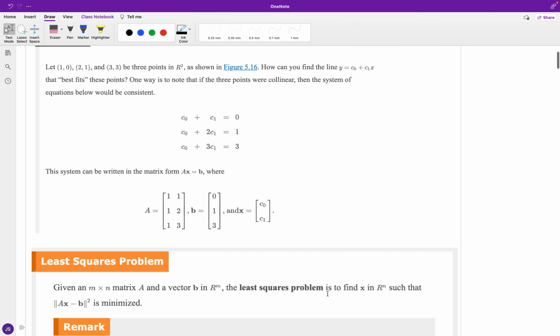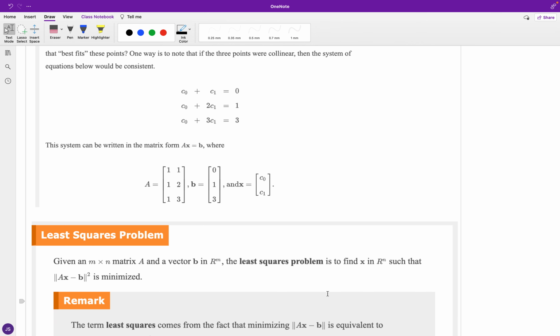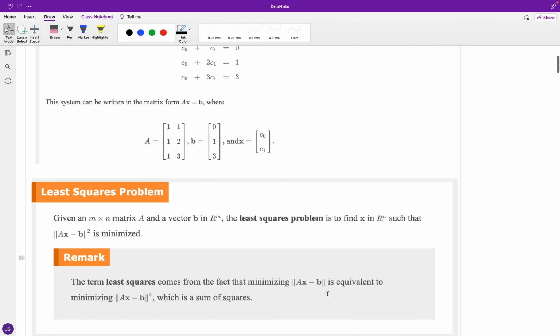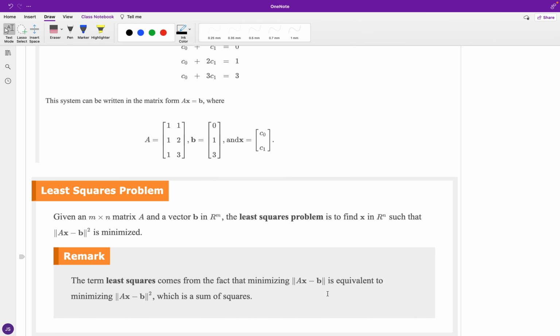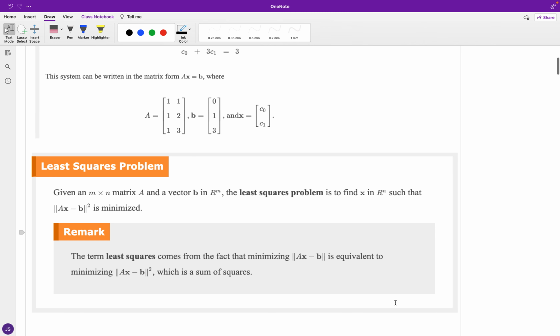And here is a statement of the least squares problem, which we're going to be looking into. We are given an m by n matrix A and a vector b in Rm. The least squares problem is to find x in Rn such that the distance between Ax and b, squared, is minimized. And the term least squares comes from the fact that minimizing the distance between Ax and b is equivalent to minimizing that distance's square, which is the sum of squares.